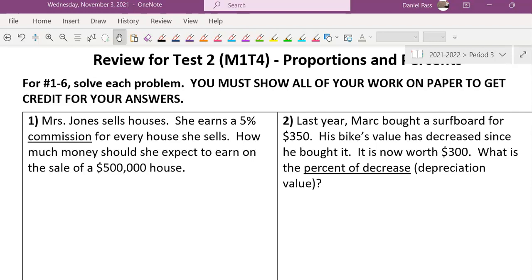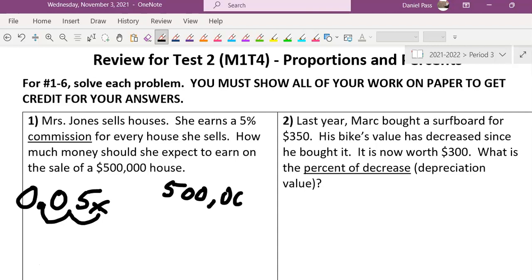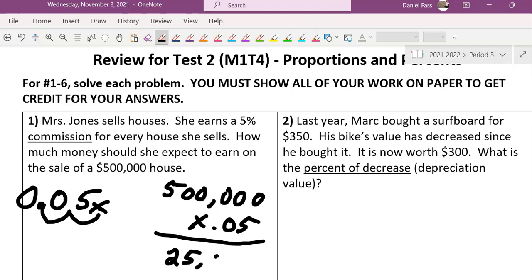Okay, so we need to find the percentage, right? So we first convert 5% to a decimal, which is 0.05. Right, so you move the decimal two places. Now we multiply it by the price of the house, which is $500,000, times 0.05. What did you get? $25,000. Is that what other people got too?